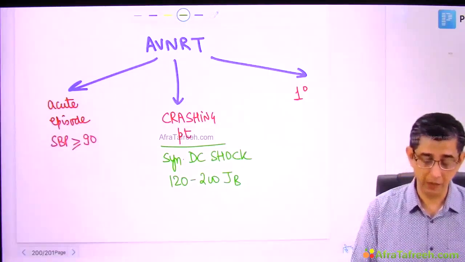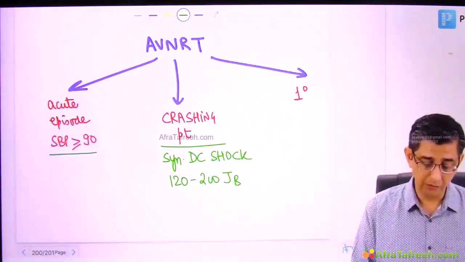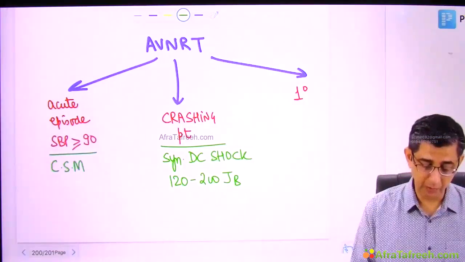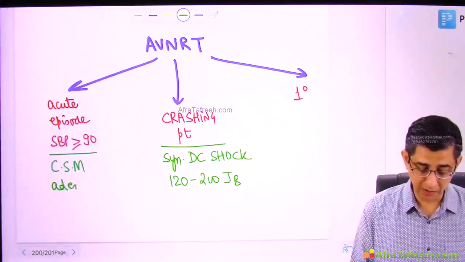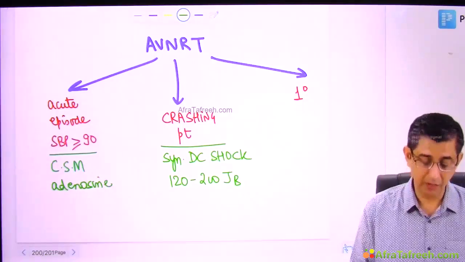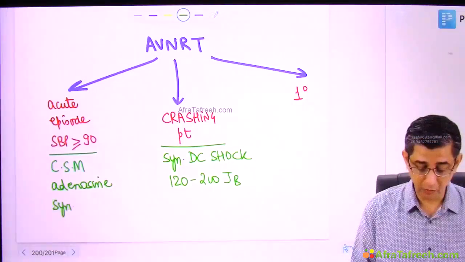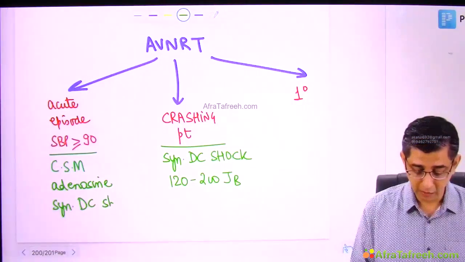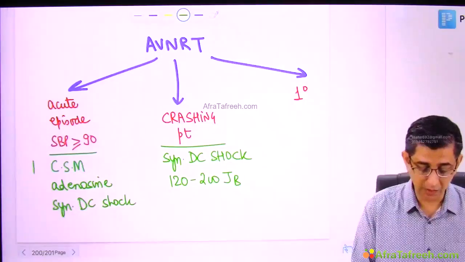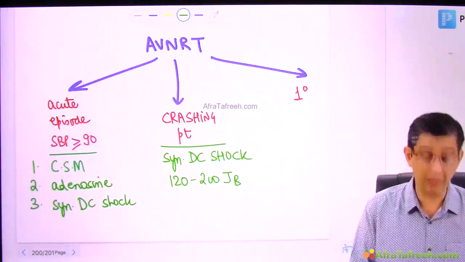Usually it would work. In an acute episode where the blood pressure is at least respectable, the first answer is carotid sinus massage. If it does not work, then adenosine, and subsequently, if it still does not work, you will have to go for synchronized DC shock again. So these are the steps in the sequence that they would love to ask you for a hemodynamically stable person.